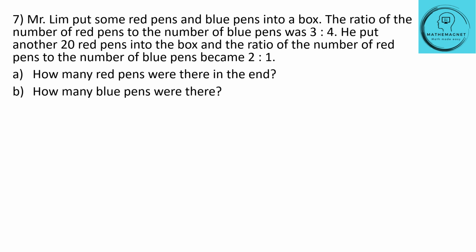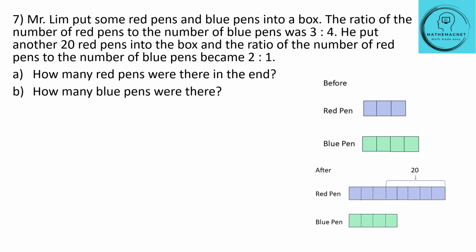So this is again a before and after model problem. Here before is the ratio between red pens and blue pens was 3 is to 4, and after he added 20 red pens, the ratio changed to 2 is to 1. So let's see how we go about it. In before model, red pen will have 3 units and blue pen will have 4 units. Now after he added 20 red pens, that new ratio became 2 is to 1.